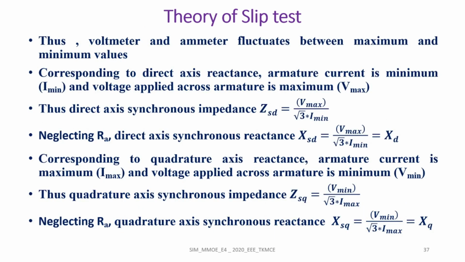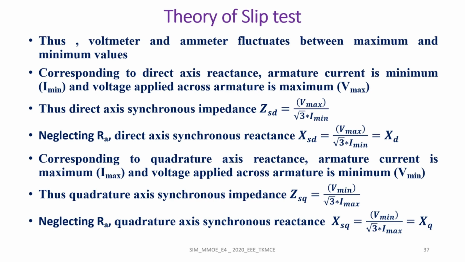Corresponding to direct axis reactance, armature current is minimum and the voltage applied across the armature is maximum. Thus, direct axis synchronous impedance per phase is equal to V phase by I phase, which is equal to V max by root 3 by I minimum. If we are neglecting armature resistance, direct axis synchronous reactance XSD is equal to V max by root 3 by I minimum, which is equal to Xd, direct axis synchronous reactance. Corresponding to quadrature axis reactance, armature current is maximum and voltage applied across the armature is minimum.